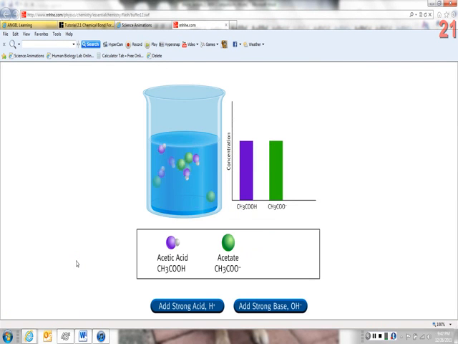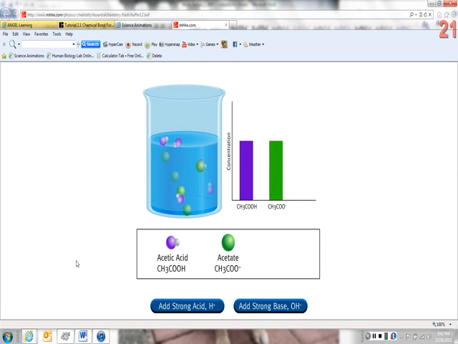A buffer is an aqueous solution containing both a weak acid and a weak base that are a conjugate acid-base pair. The buffer shown contains the weak acid acetic acid and its conjugate base acetate. These species are dissolved in water. Water molecules are not shown in this animation to draw focus to the buffer components.